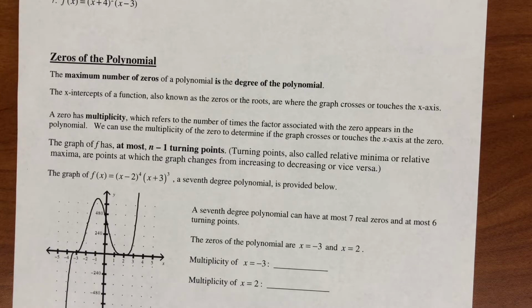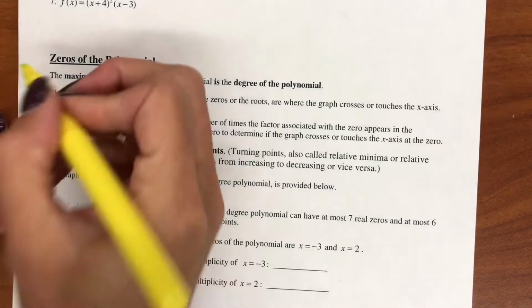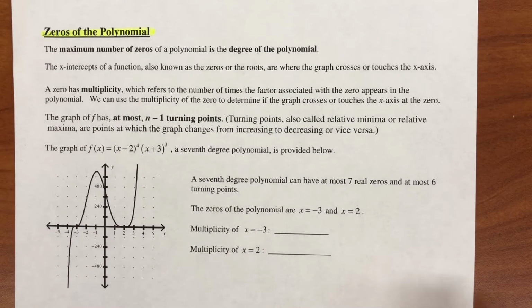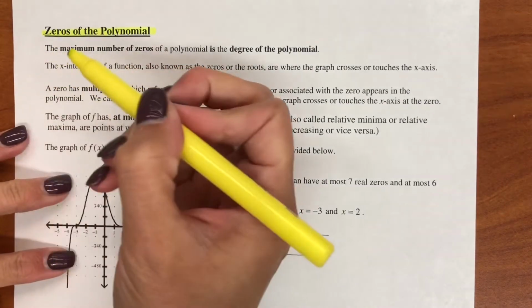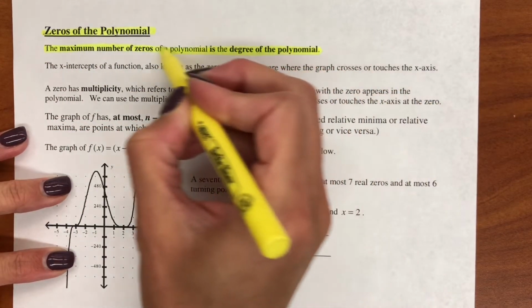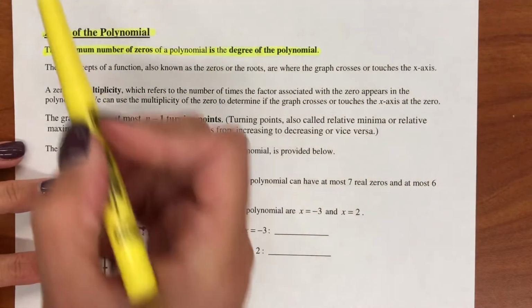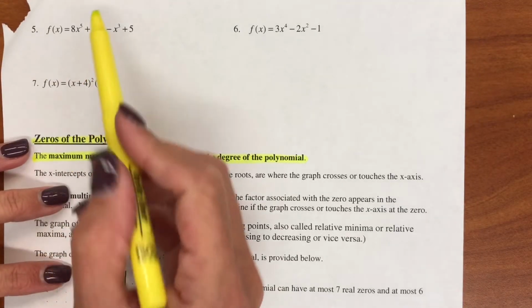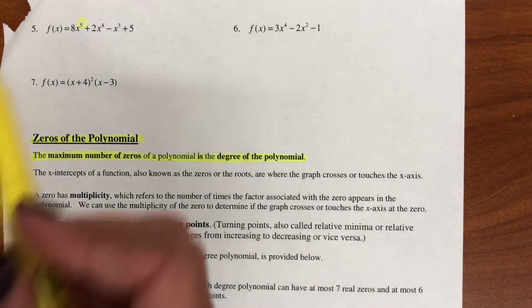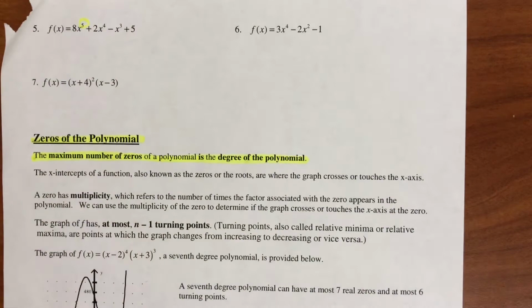So now we're talking about zeros of the polynomial. And we've talked about zeros before when we were looking at quadratics. Okay, so some key points to know. The max number of zeros of a polynomial is the degree of the polynomial. So like, for example, this one has a degree of 5, so the most zeros this polynomial could have would be 5. So that's what that means there.